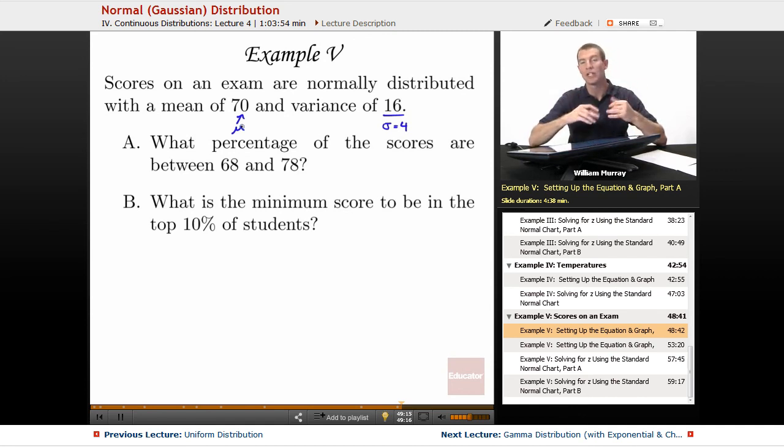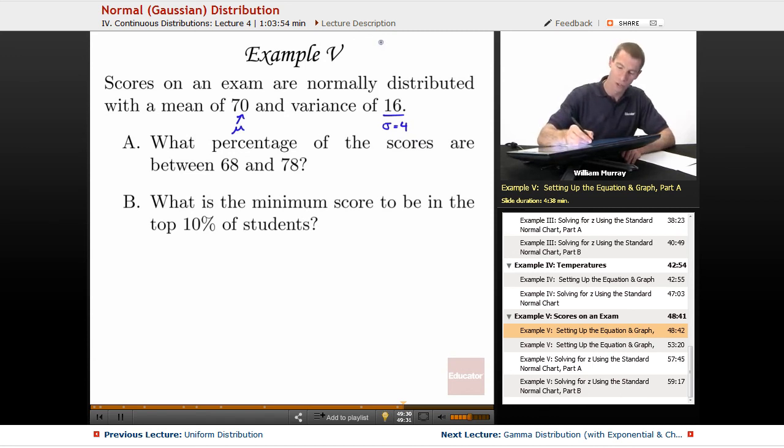Just like the others, the trick to dealing with these non-standard normal problems is to convert them into standard normal problems, and then you can look up the answers for standard normal probabilities on a chart. So again, I'm going to set up a standard normal, which is always y minus the mean over the standard deviation. In this case, it's y minus 70 over my standard deviation here, which is 4.